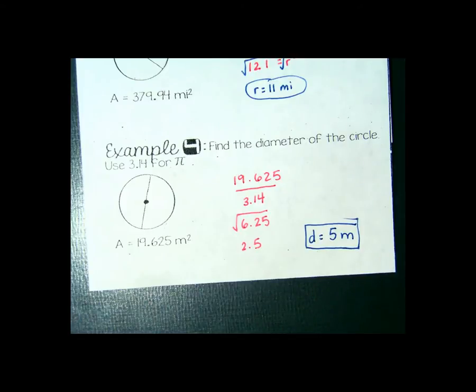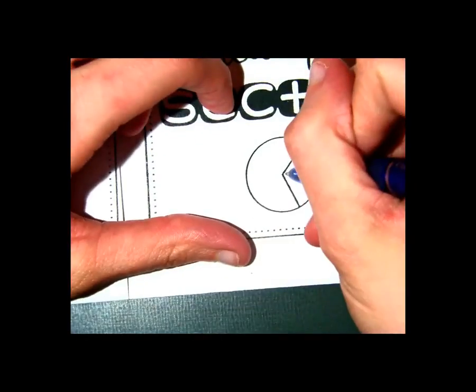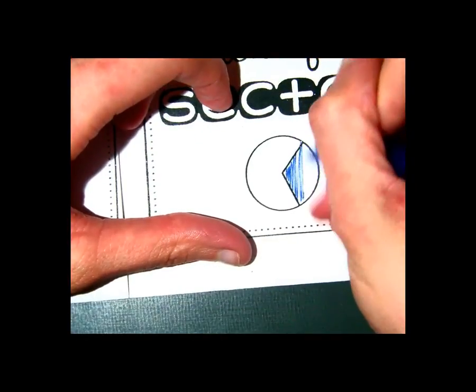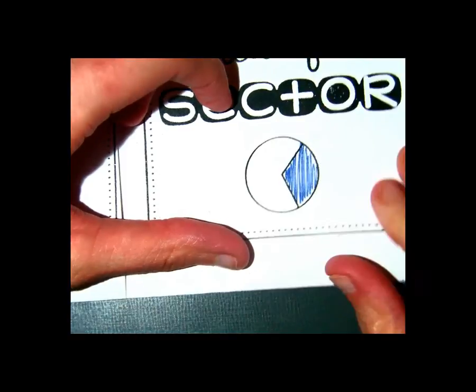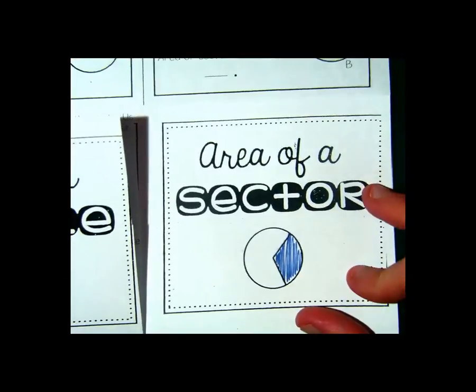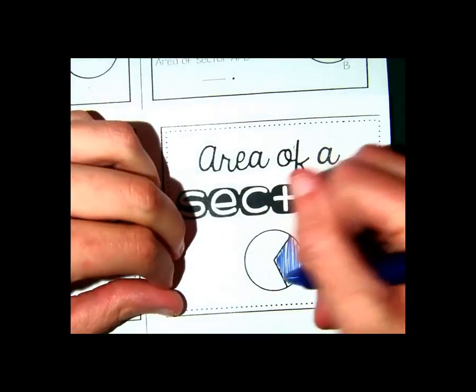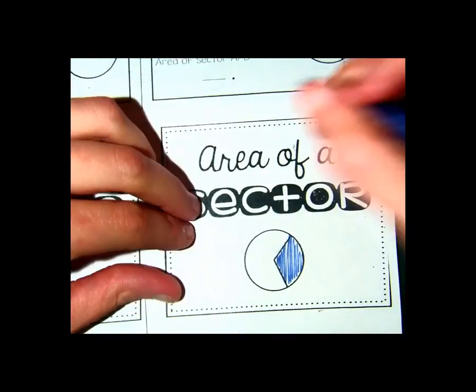The area of a sector. A sector is just a piece of the circle. And it literally is a portion or a fraction of the circle. Which means, what is the whole degrees in a circle? 360.